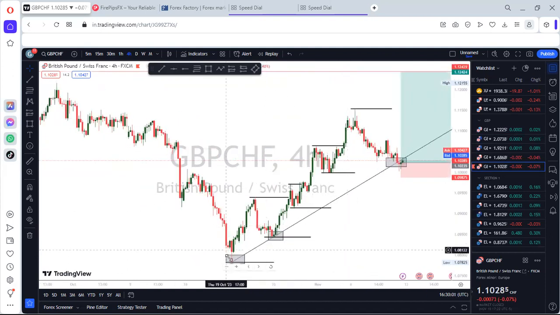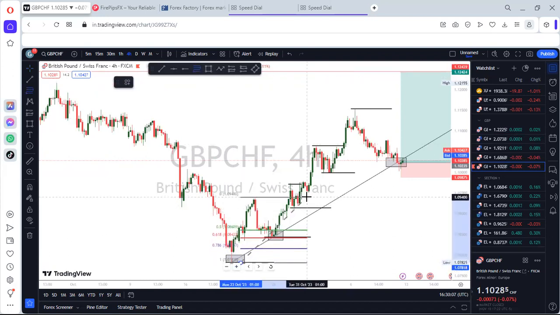So look at this again. This is the low. This is the high. Let's plot our fib from this zone to that zone, right? What do you think I'm doing right here? What do you think I'm doing? I'm buying to the upside.